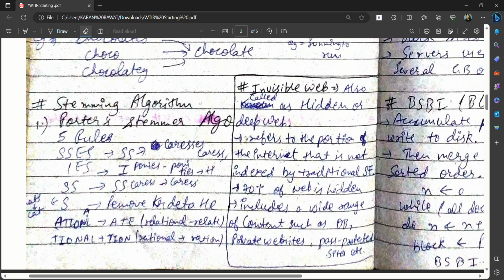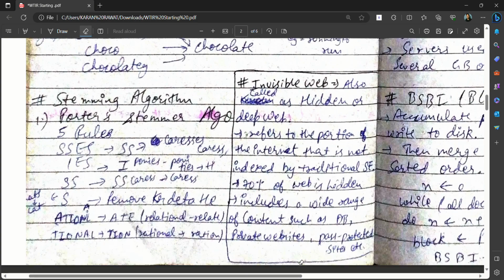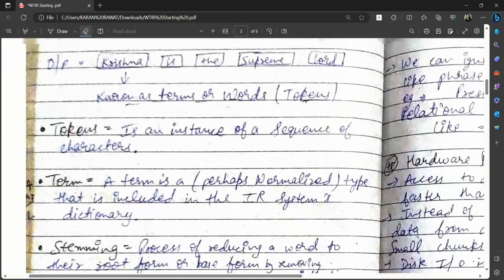It basically includes a wide range of content. Definitely, because it is 70%. So it includes a wide range of content such as databases, private websites, password protected sites, and all that. So this invisible web contains a lot of content: databases, private websites, password protected sites, and all that. So this is about the invisible web.